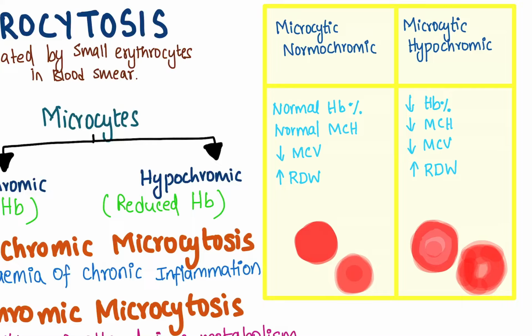But when you see microcytic hypochromic anemia, you will definitely see hypochromasia and hemoglobin will be low. So is MCH, and again MCV will also be low because it is microcytic, and RDW will be high because of the variation in the size.